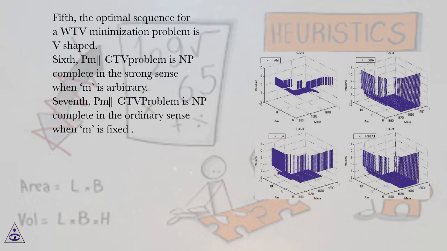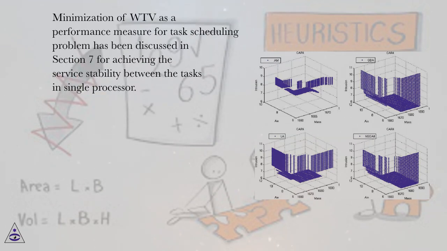Fifth, the optimal sequence for a WTV minimization problem is V-shaped. Sixth, the PMCTV problem is NP-complete in the strong sense when m is arbitrary. Seventh, the PMTV problem is NP-complete in the ordinary sense when m is fixed. Minimization of WTV as a performance measure for the task scheduling problem has been discussed in Section 7 for achieving the service stability between the tasks in a single processor.